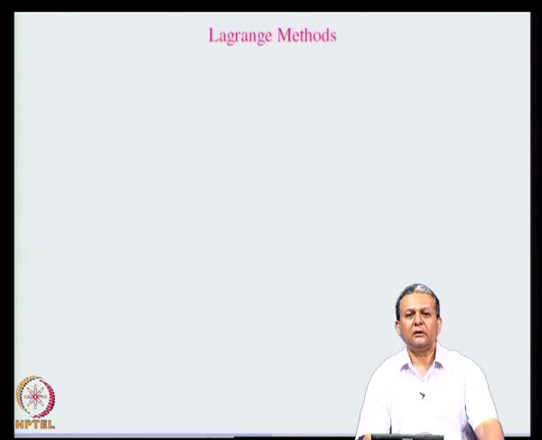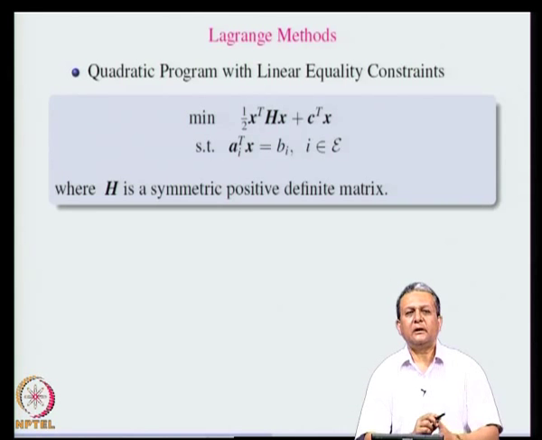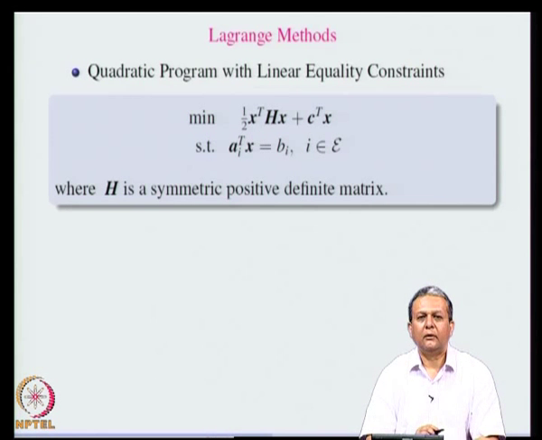So, let us look at some of the methods which are based on the Lagrangian of the given problem. Let us consider the quadratic program with linear constraints. The objective is to minimize half x transpose H x plus c transpose x, where H is a symmetric positive definite matrix and the constraints are linear equality constraints, a_i transpose x equals b_i, where script E denotes the index set of equality constraints.